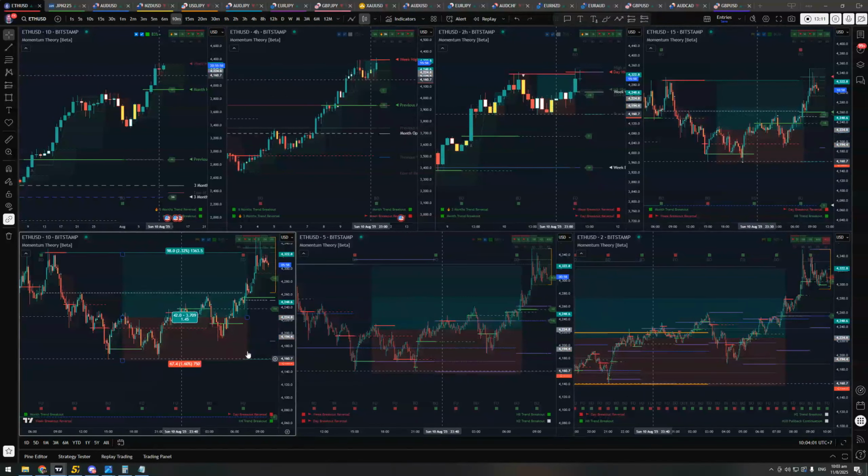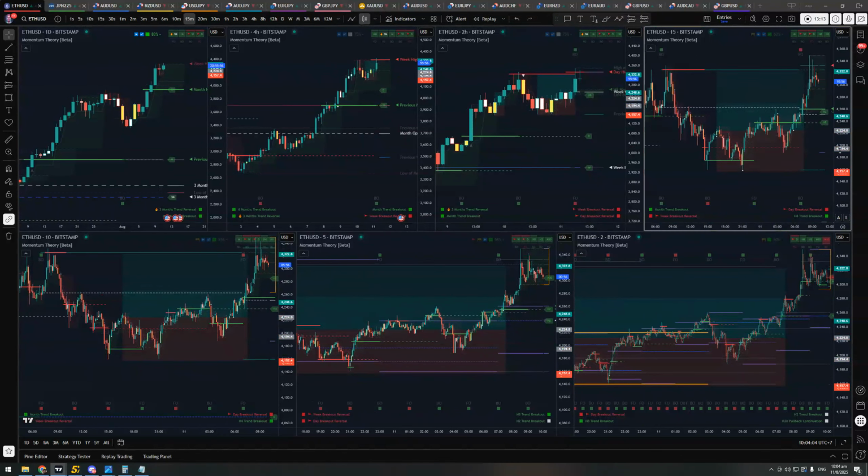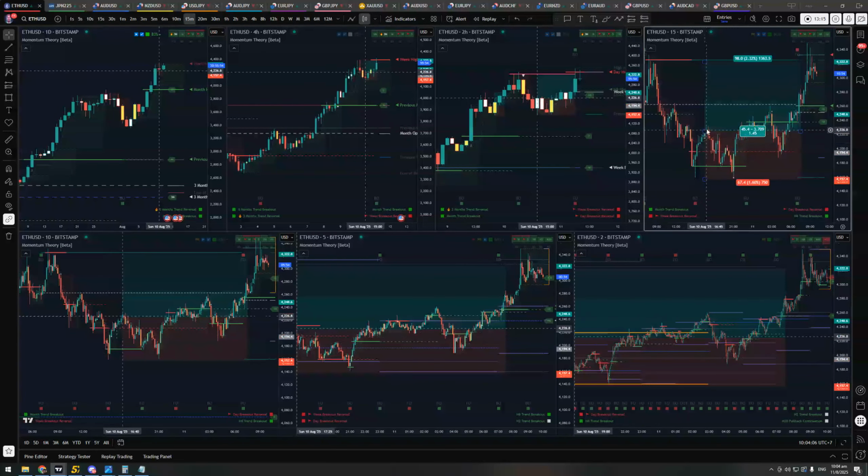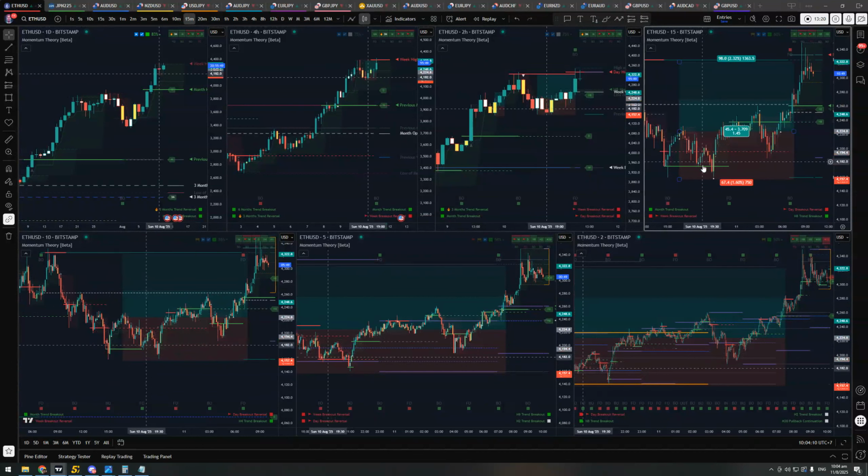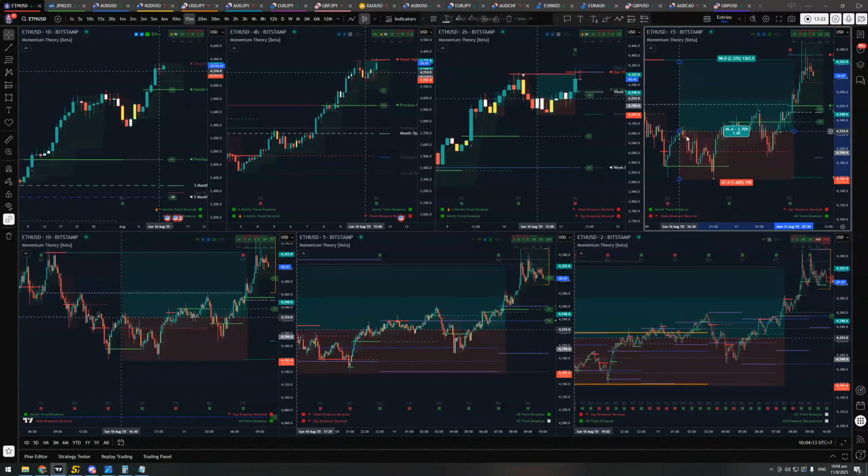If this came down and took me out, I would have entered again, probably on the M15 here. So it looks like I got this 1.5 hour. If it had come down, taken me out, I would have entered as price gets back above. So this would have set up again, and this one would have been better, 3R.